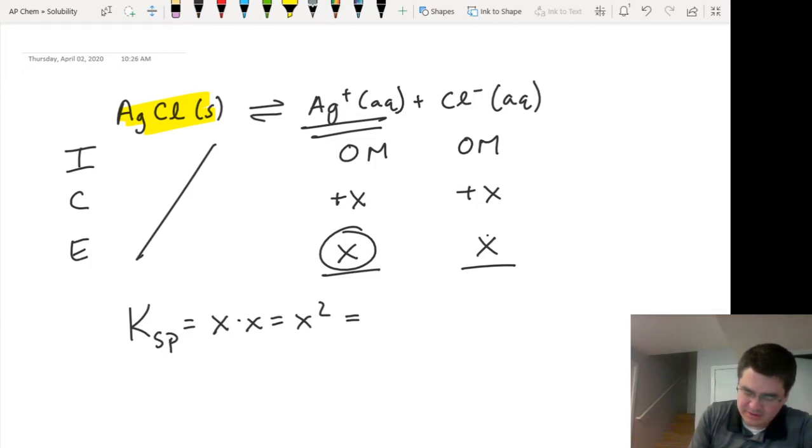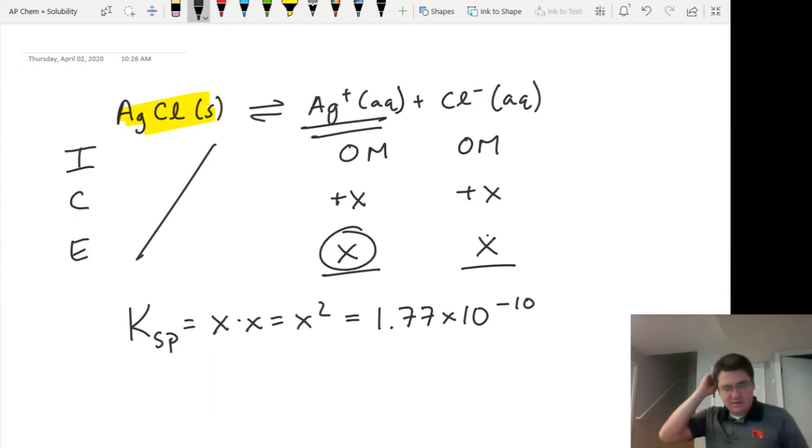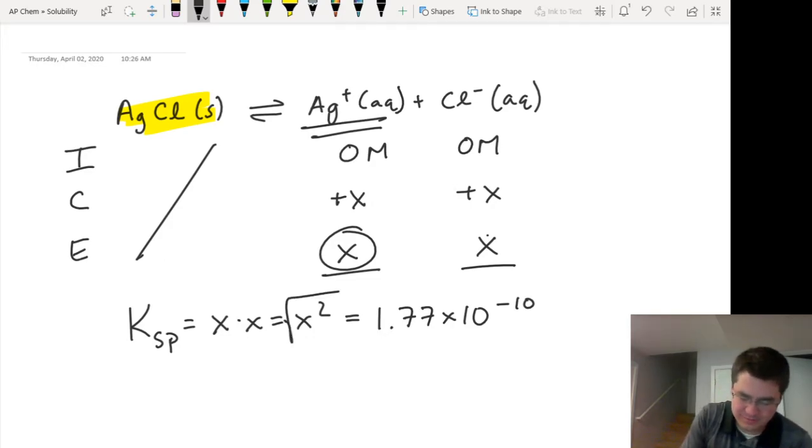Arthur, what's the value? 1.77 times 10 to the negative 10th. Okay, so it's just X squared equals Ksp. This isn't always going to be the case. You'll see in a second. And then if you're solving for X, you just take the square root.